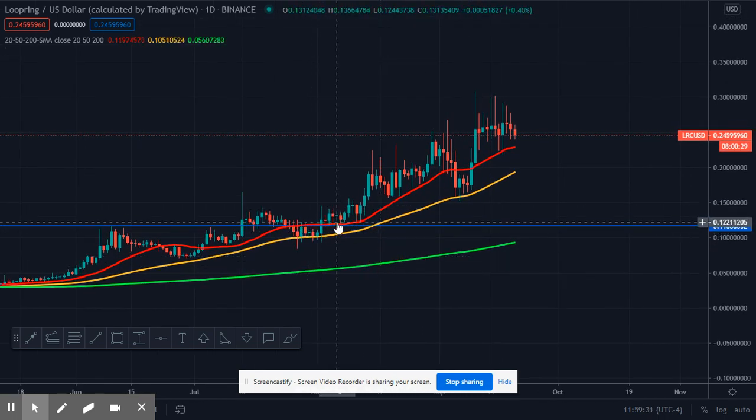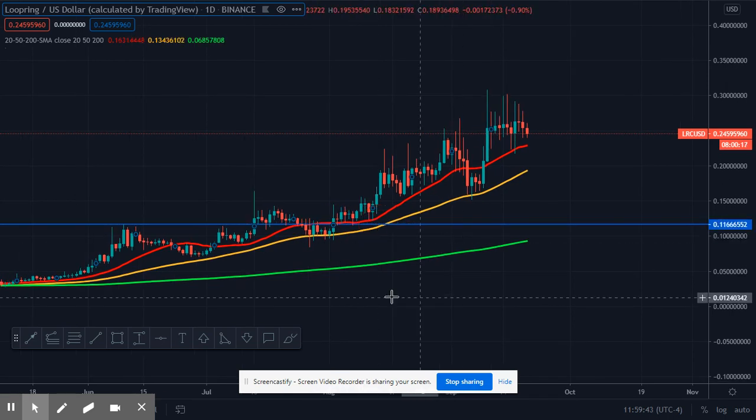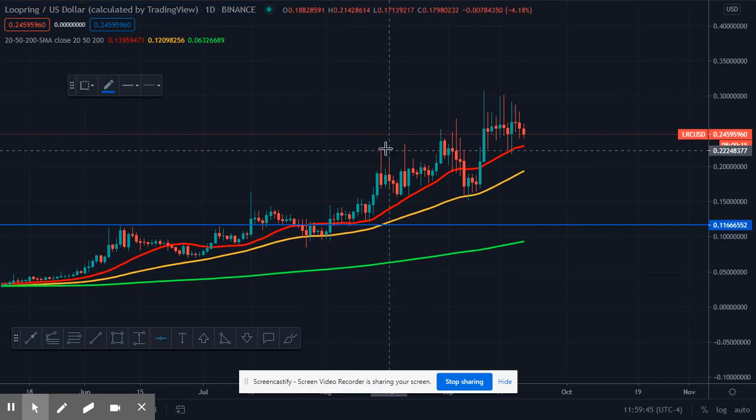What do you notice? You notice that price continues to bounce off of this area that was an area of resistance at one point. This was resistance, but now look how it's serving as support. All right, so we want to find another one. Here we go.